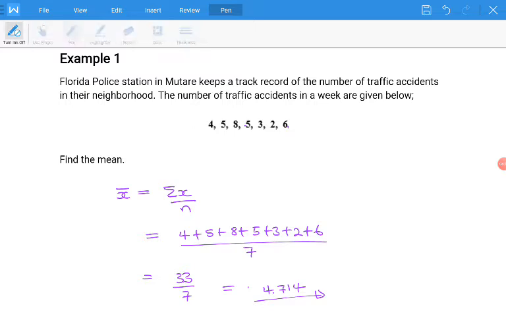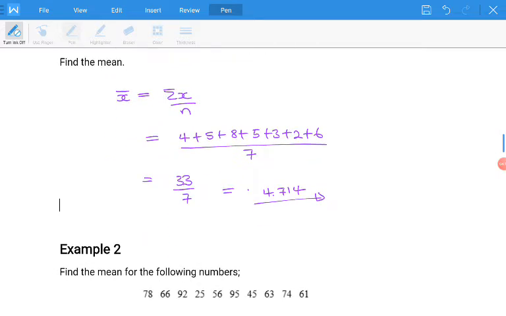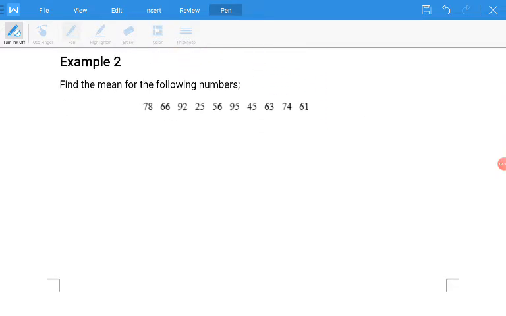So let's go on to look at another example. Example 2. Example 2 is saying find the mean for the following numbers. So we have 78, 66, 92, 25, 56, 95, 45, 63, 74, 61. So again, the mean x bar is equal to summation x over n.